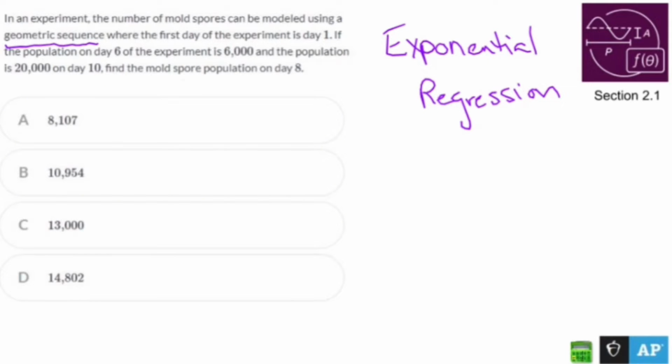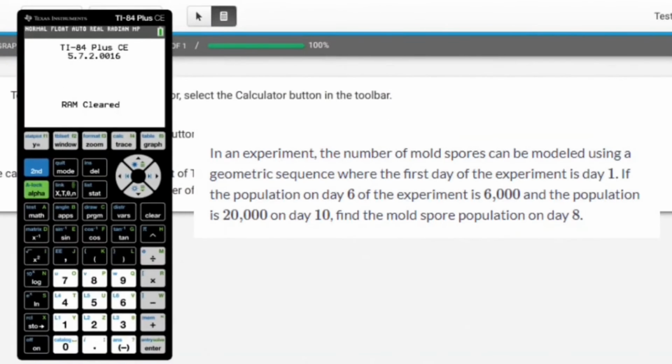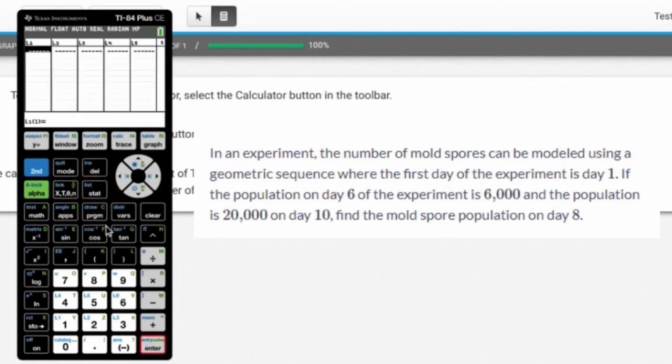So let's step to the side and do that. All right, so for this one, we are going to do exponential regression. Start out by hitting Stat, go to Edit, and we're going to type in the 2 data points that we have, 6 and 6,000. So let's do 6, move to the right, 6,000. And then we're going to do day 10. So they worded it backwards, whatever you want to say. So just be careful. We're doing exponential regression.